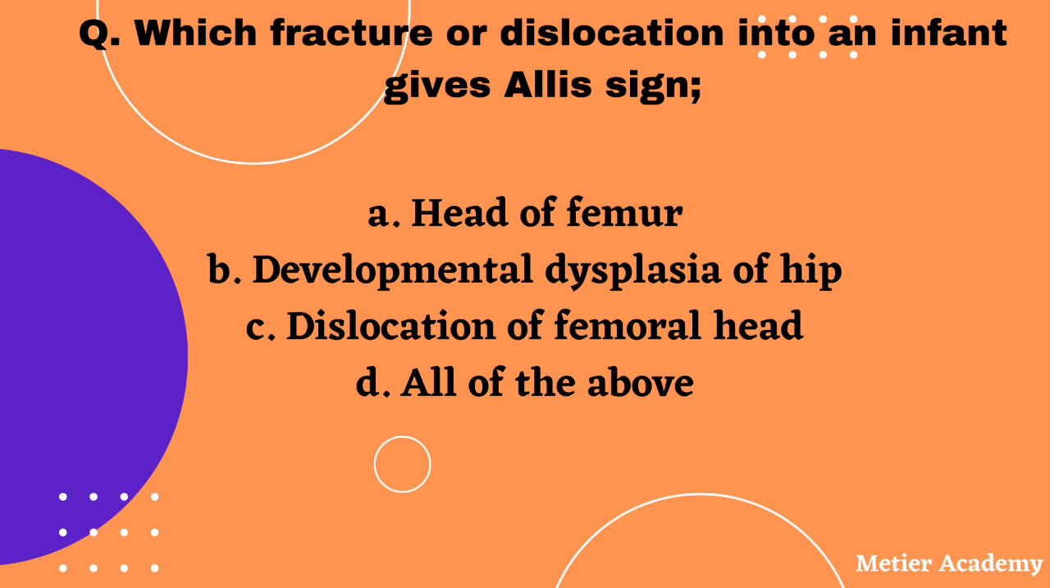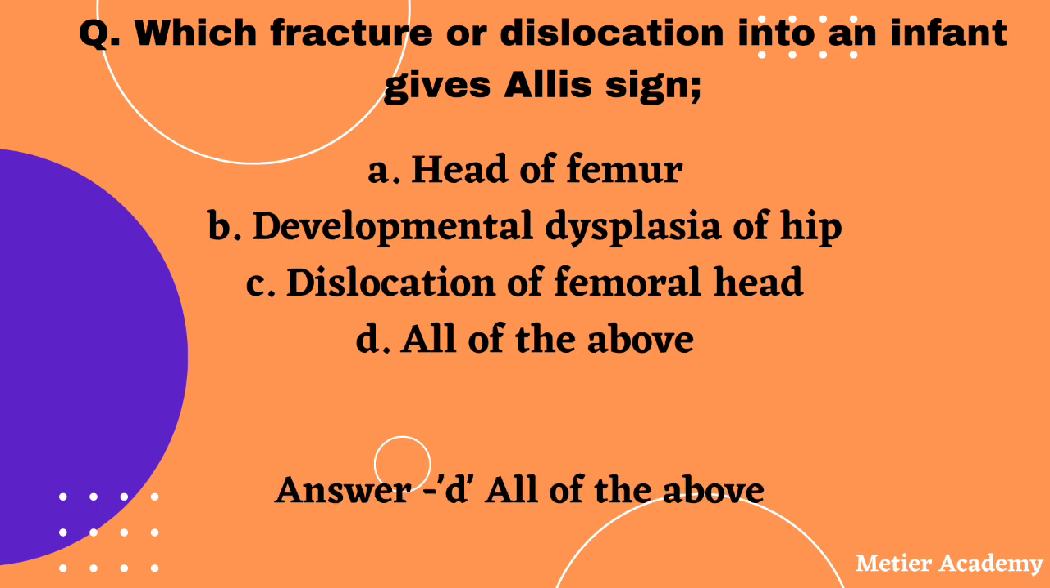The next one is, which fracture or dislocation in an infant gives Ortolani sign? The given options are head of femur, developmental dysplasia of hip, dislocation of femoral head, all of the above. And here the correct answer is option D, all of the above.